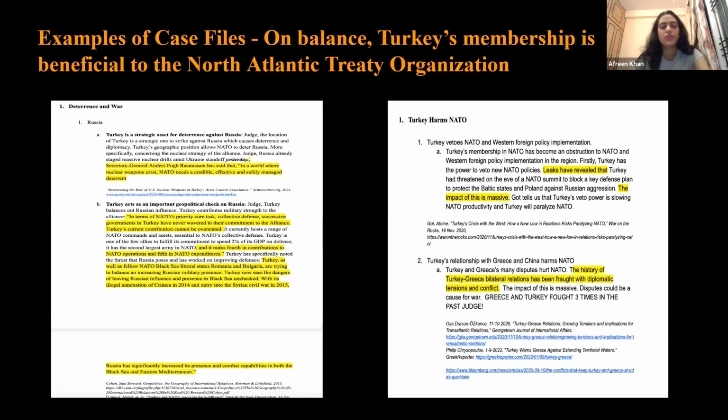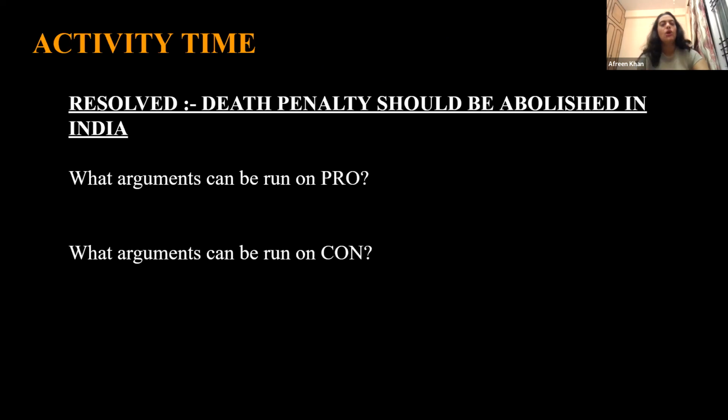So they have used a couple of researches on why that is true. So you can use, oh, there have been escalations by Russia, and then you can use the newspaper articles to show that there have been escalations and so on and so forth. So this is how another case file looks like. Now, activity time for y'all.